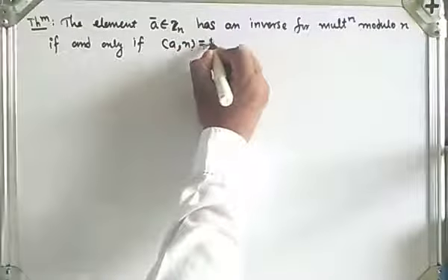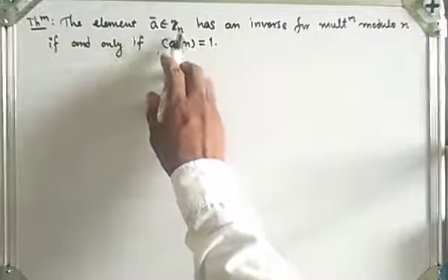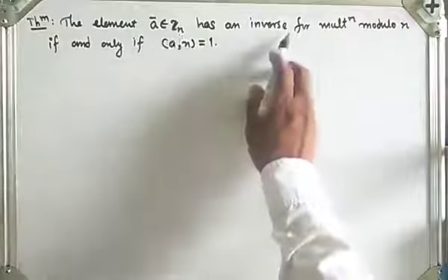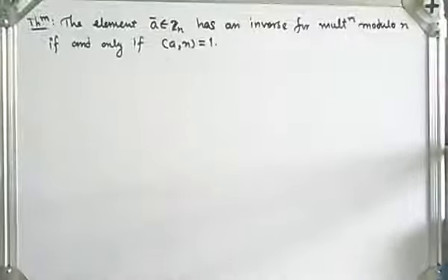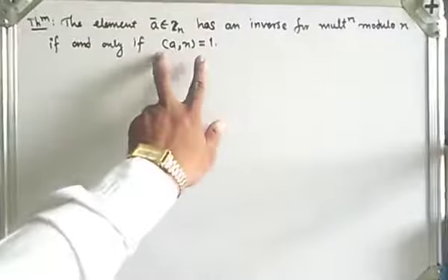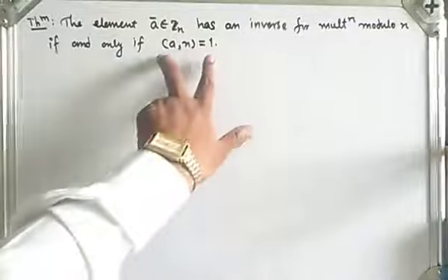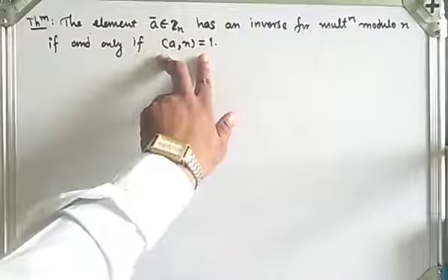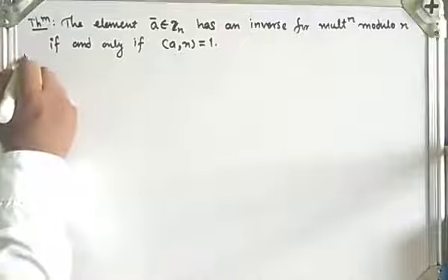So we will prove this theorem. What is the theorem? If a bar belonging to Zn is any element, it has an inverse for multiplication modulo n if and only if GCD of a and n is equal to 1. In one direction, if a bar belonging to Zn has an inverse, then we will prove GCD of a and n is equal to 1. And in the converse part, consider GCD of a and n equal to 1, then prove that a bar has an inverse in Zn. So we will prove this theorem. Let's see the proof.